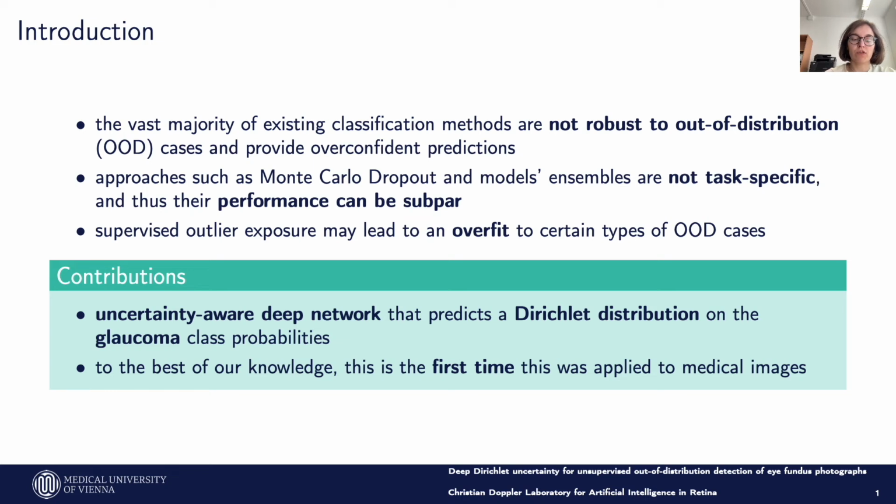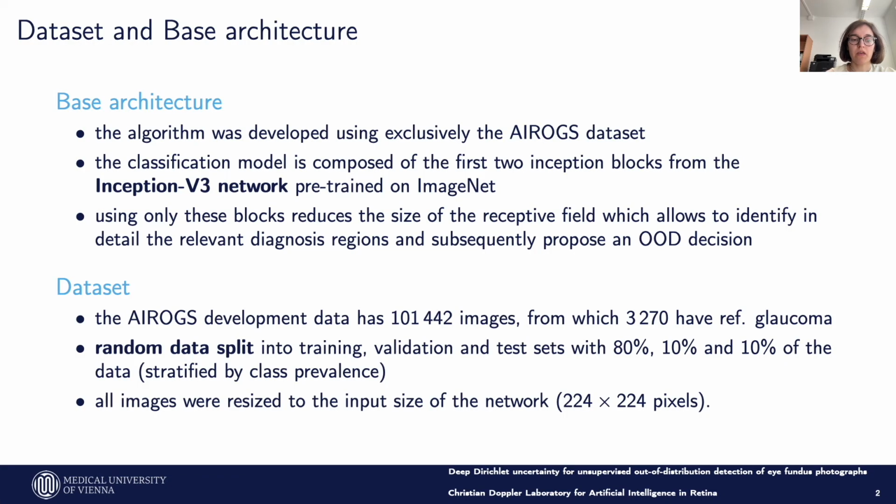Thus our contribution is an uncertainty-aware deep network that predicts a Dirichlet distribution on the glaucoma class probabilities. To the best of our knowledge, this is the first time this type of approach is applied in the medical field. Our base model is composed of the first two blocks of the Inception V3 network in order to obtain a smaller receptive field, and we only use the challenge dataset for developing the algorithm, so no external data or annotations. The dataset is split into 80% for training, 10% for validation, and 10% for test.